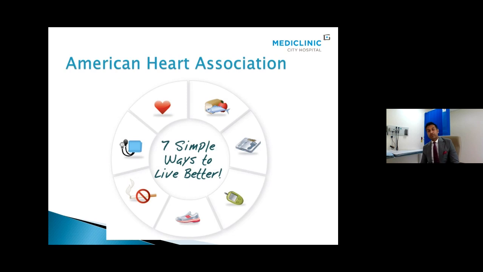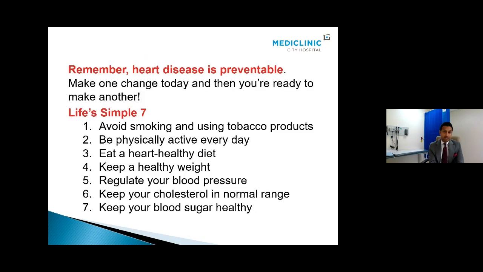So we're going to summarize all of these things with a helpful message, if you like, from the American Heart Association, which provides 7 simple ways to live better, and this is for a healthier heart. And it basically is saying, make one change today and then you're ready to make another. So you've got to start somewhere. And procrastination is the thief of time, so try to not make any excuses.